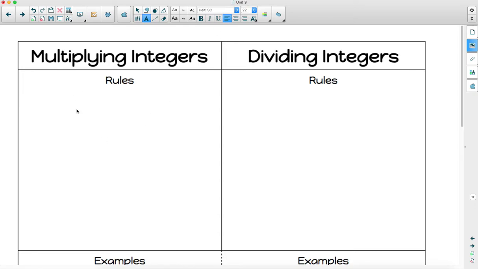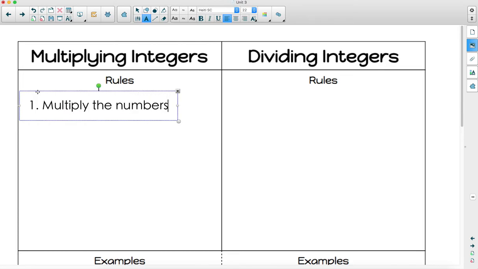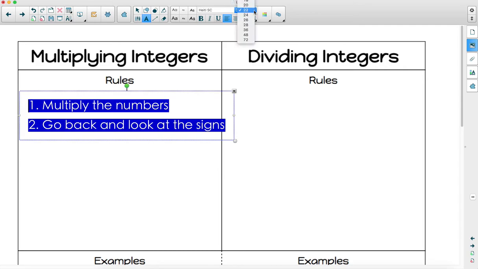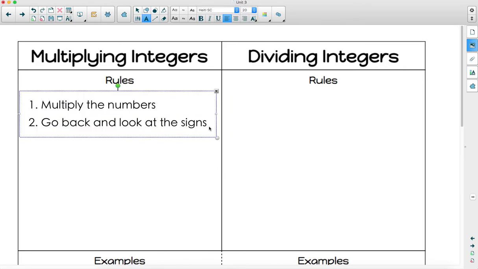Let's start with the rules for multiplying integers. The first thing I want you to do is write this down. Step 1 is to multiply the numbers. Whatever the numbers are, you're just simply going to multiply those first. Then the second thing you're going to do is go back and look at the signs. This is where it's going to become different, and it's much different than adding and subtracting.